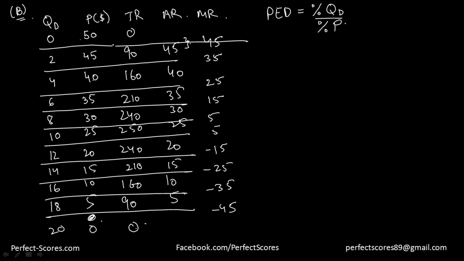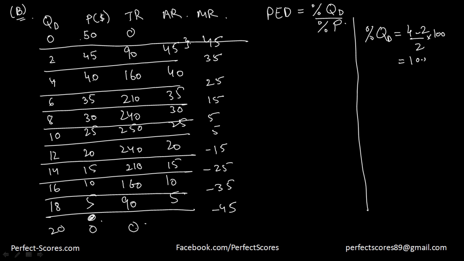Now, what is the percentage change in quantity demanded? Actually, I'm going to calculate it for this one over here. From 2 to 4, so let's say this is the rough work. From 2 to 4, my percentage change in quantity demanded is equal to 4 minus 2 over 2 into 100, which is equal to 100%.